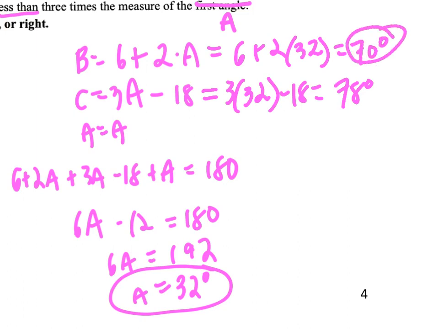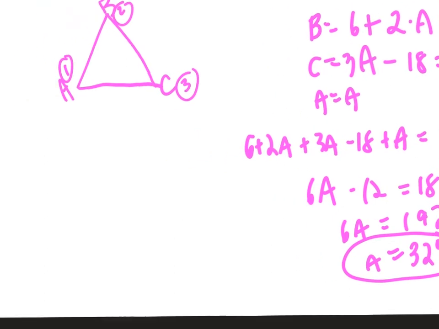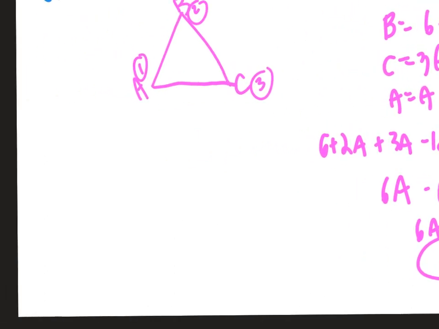Okay. So when I look at all 3 of these angle measures, they're all less than 90 degrees. Because all of my angle measures are less than 90 degrees, I know that this is going to be an acute triangle.